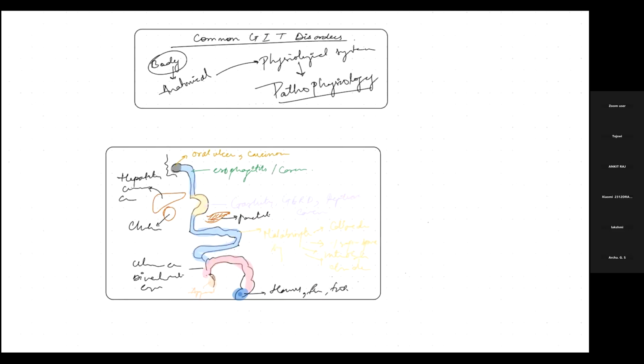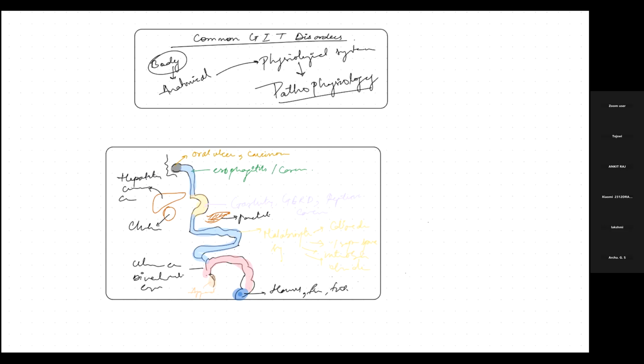We know it starts from the oral cavity to the rectal part. The oral cavity can have oral ulcers, carcinoma. The esophagus can have esophagitis or carcinoma. The stomach can have gastritis, gastroesophageal reflux disorder, peptic ulcer, or carcinoma. The small intestine has mostly malabsorption disorders, celiac disease, tropical sprue, intestinal obstructions, and Crohn's disease. The large intestine has multiple disorders such as ulcerative colitis, diverticulitis, etc., as well as cancers.